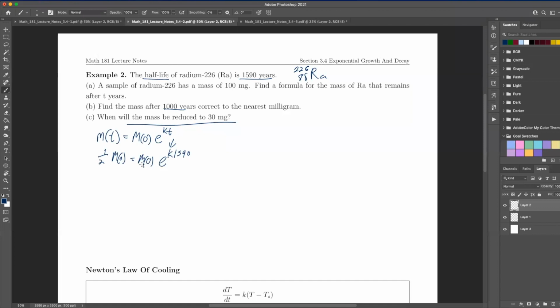If I divide this by this, I just get 1/2 equals e to the k times 1590. So if I take the log of both sides, the log of a half is equal to k times 1590.